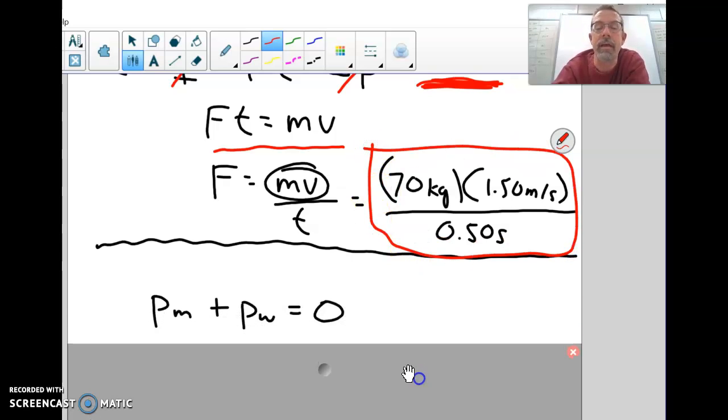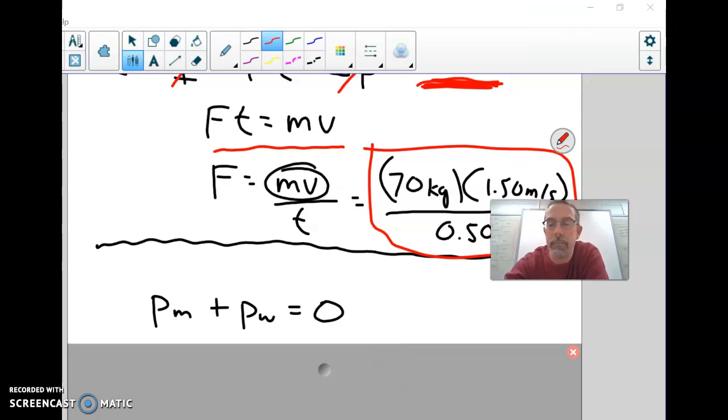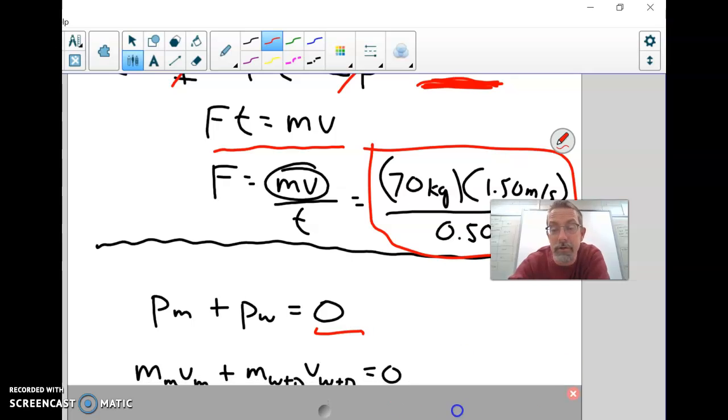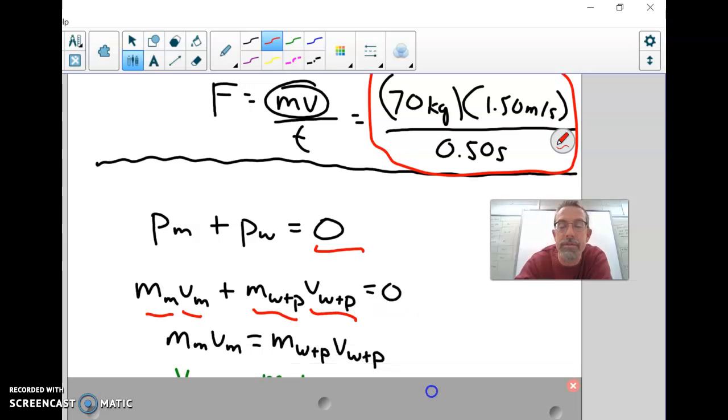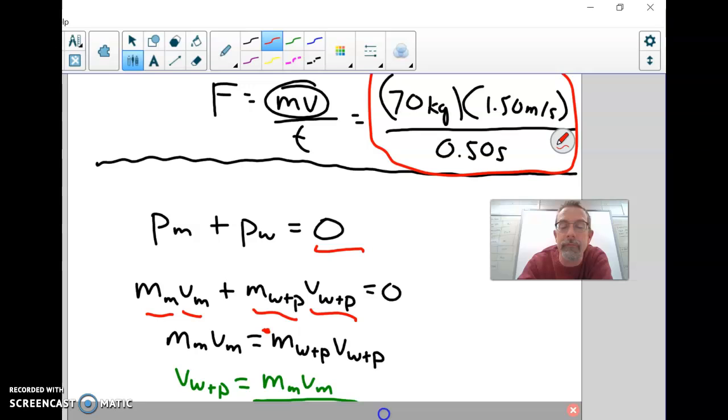Second part is, how fast is the woman traveling? In the second part of the problem, we know that the momentum afterwards is going to equal 0 because it started at 0. So in this case, the mass of the man times the velocity of the man afterwards is going to equal the mass of the woman plus the purse times the velocity of the woman plus purse afterwards. You set these equal to each other, and one of these is going to be a negative value. You get to choose which one.